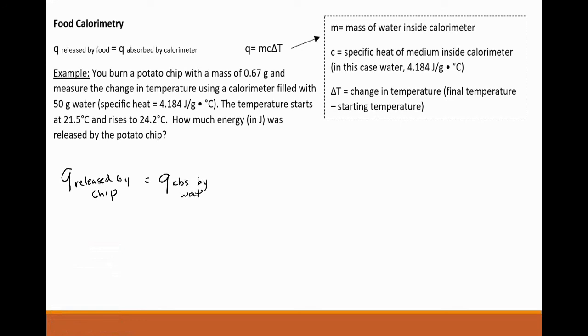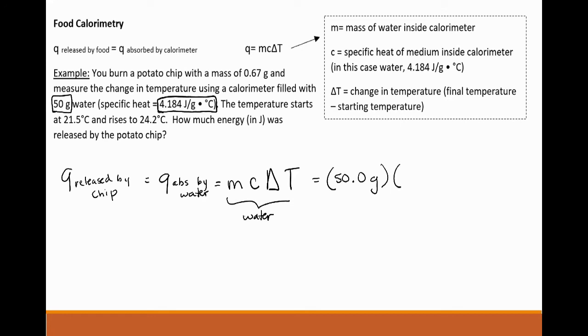And so the heat absorbed by the water, we'll be able to calculate with mc delta T, where again, all of these components are specific to water. So for m, we need the mass of water, which was 50 grams in our calorimeter. And I think on y'all's paper it says 50.0, so let me add that in there. Then c, we need the specific heat of water, which is that set value of 4.184 joules per gram times degrees Celsius.